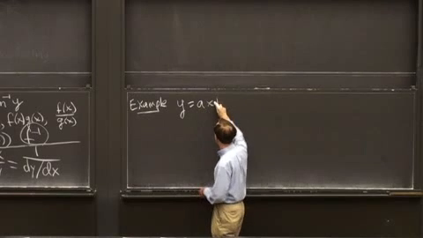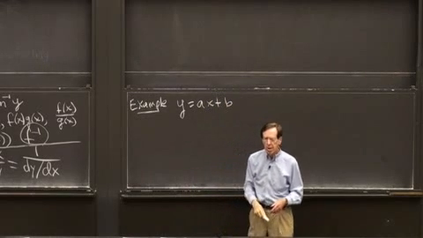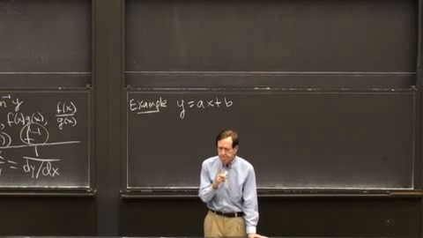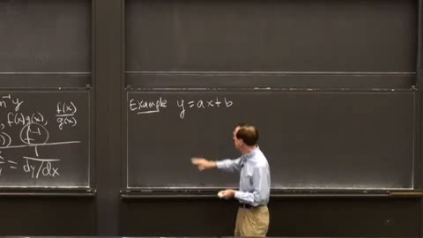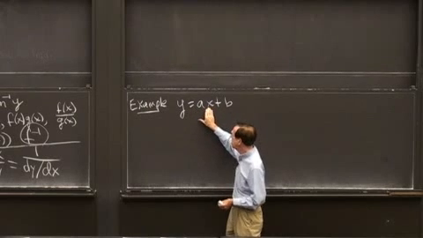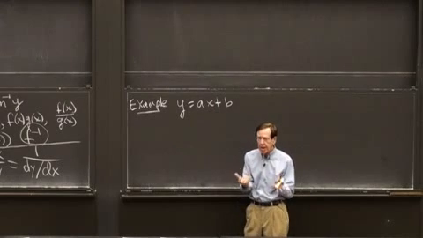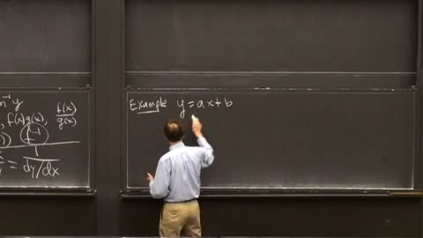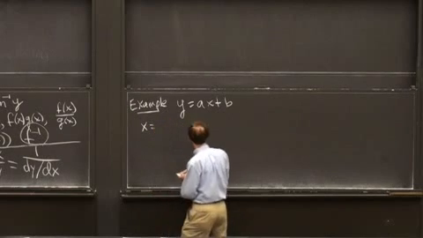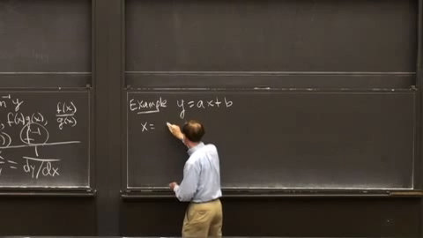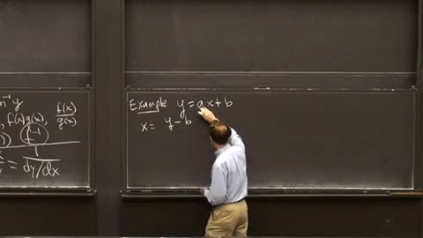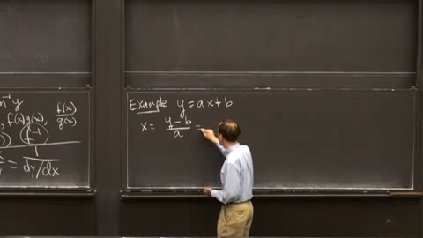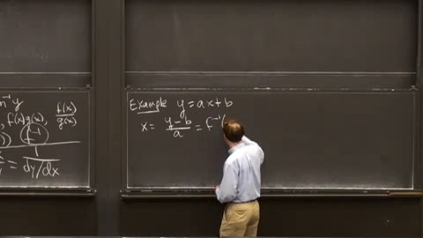Y equals ax plus b. That's f of x there, linear. What's the inverse of that? The point about inverses is, I want to solve for x in terms of y. I want to get x by itself. So I move b to the opposite side, and then I still have ax, so I divide by a. Then I've got x by itself. This is the inverse, this is f inverse of y.